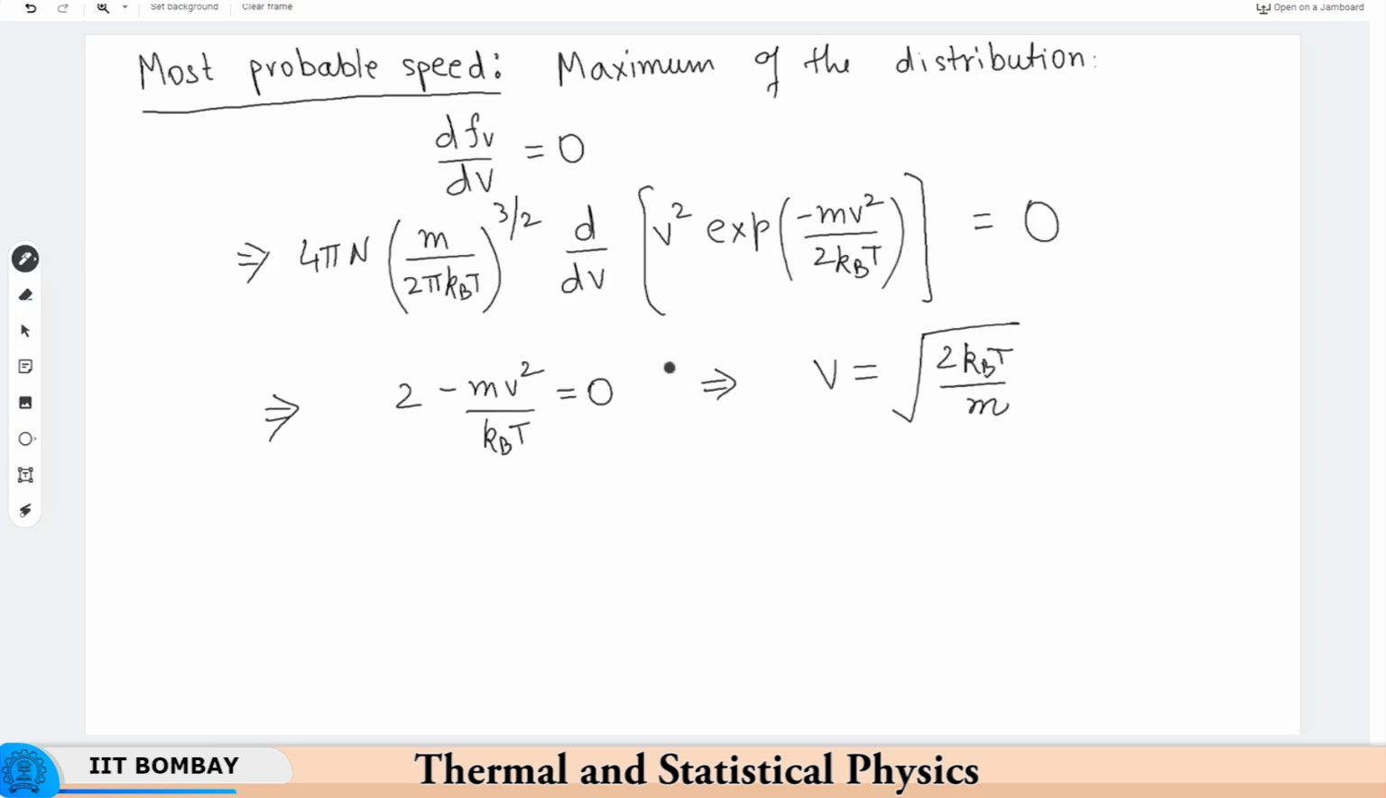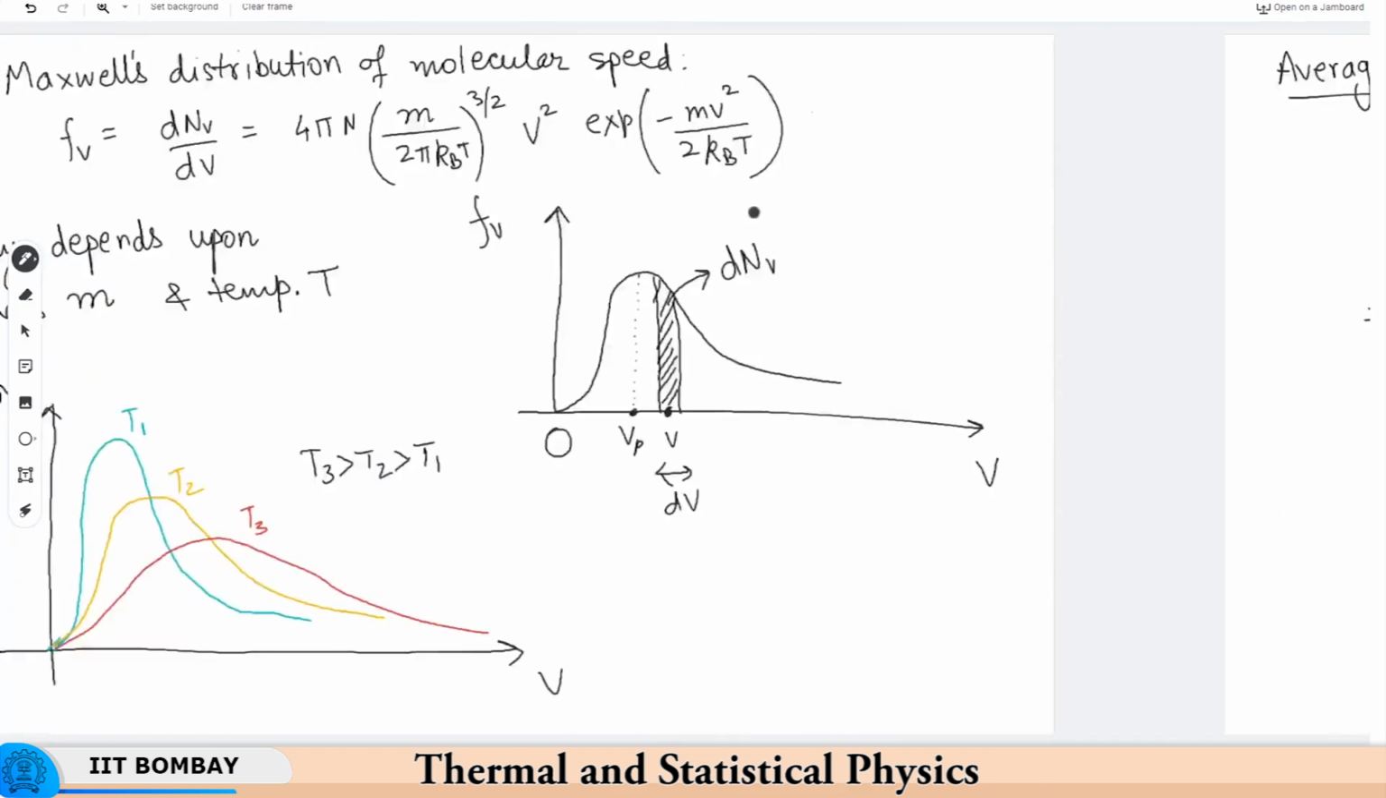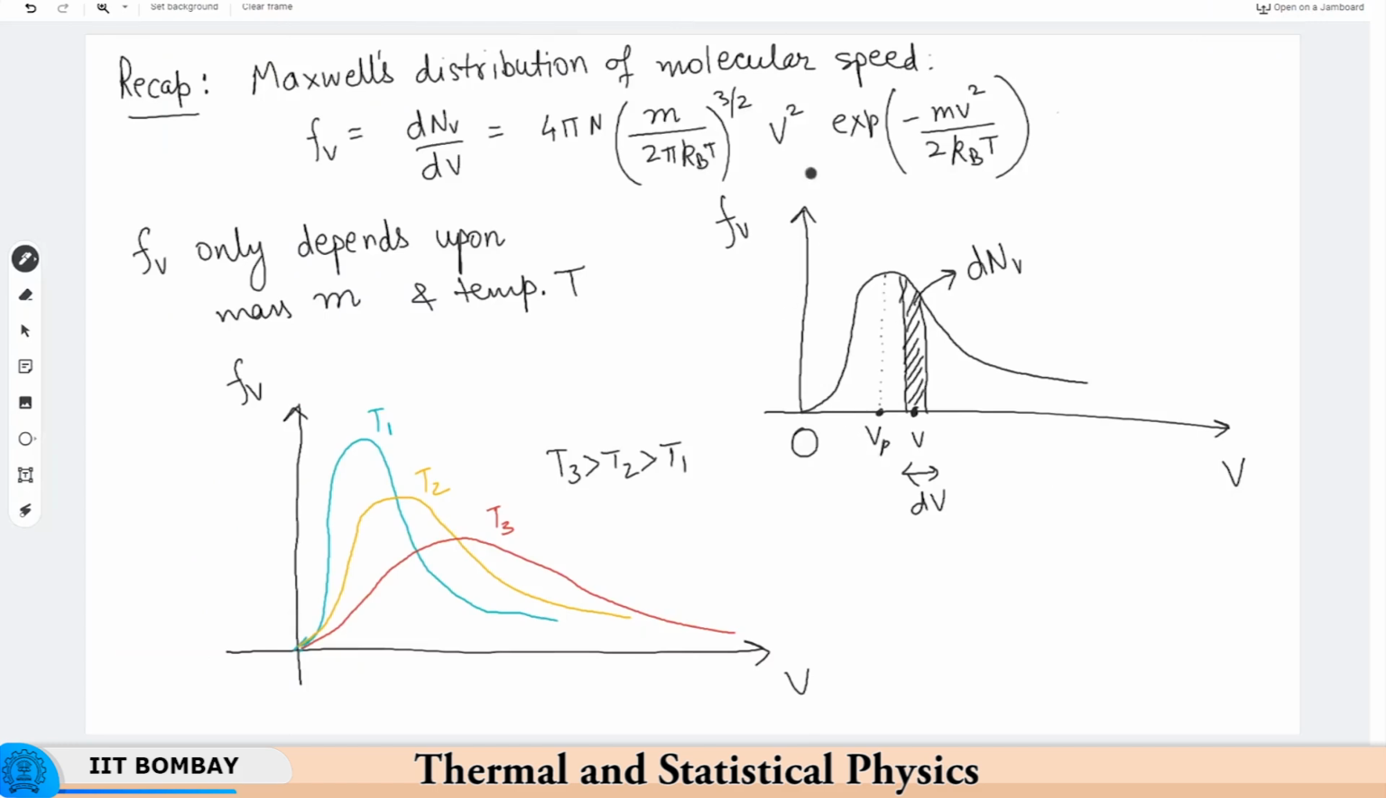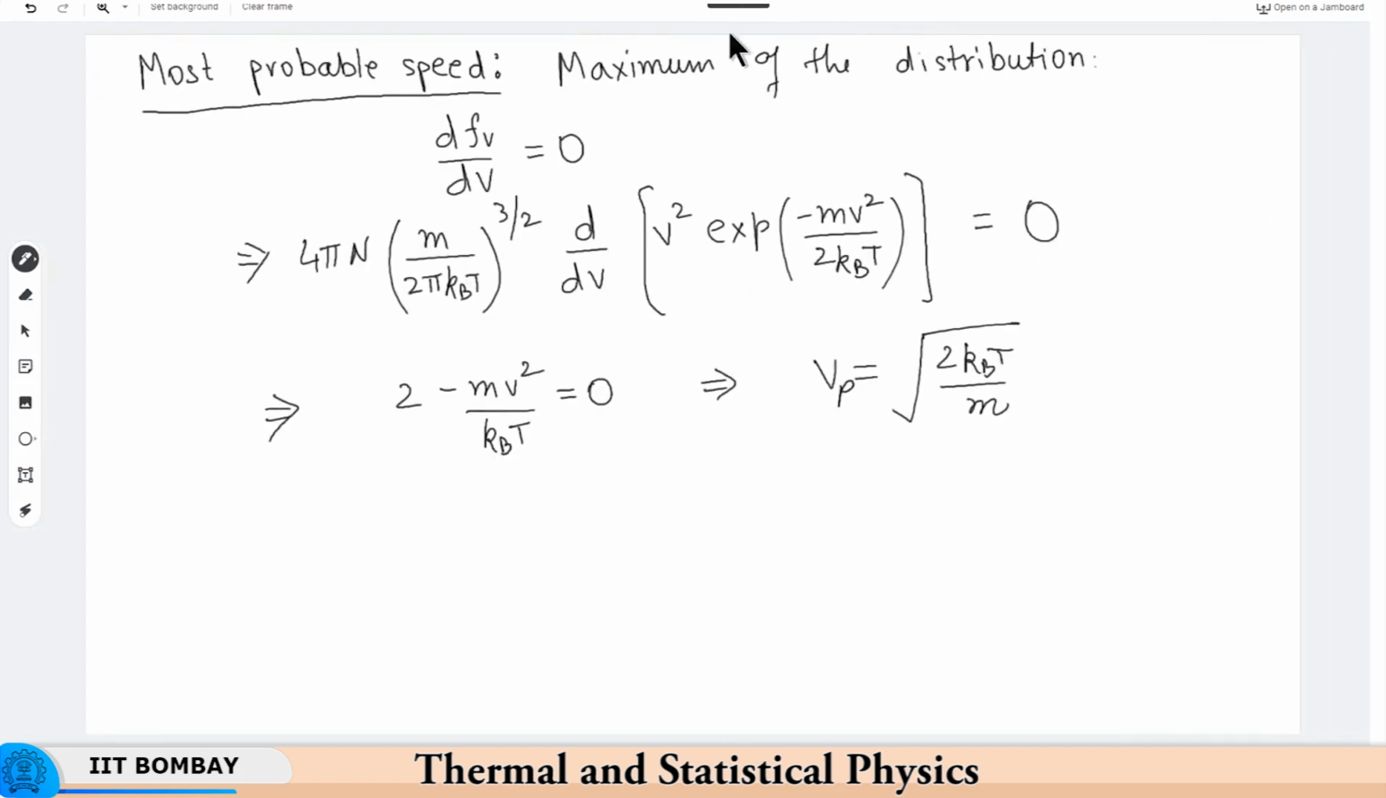divided by m. And so what it is saying is that for this velocity or for this speed, the distribution achieves a maximum. So this is basically V_p that I marked here. So this is the most probable speed with which gas molecules are moving. So this is the most probable speed.